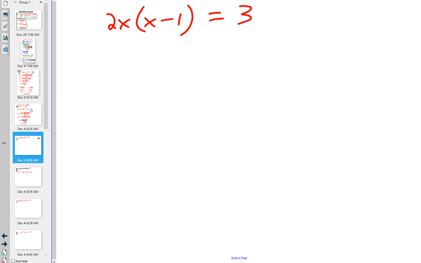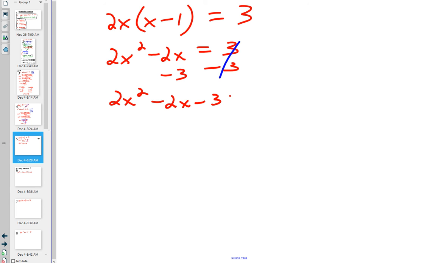What should we do here? We got to make it equal to 0, but in order to get it in standard form, we should also distribute. If you don't know how to distribute, just watch Emiliano. He's an expert at distributing properties. And then you subtract 3. 2x squared minus 2x minus 3 is equal to 0.